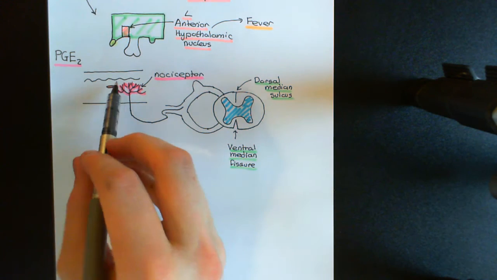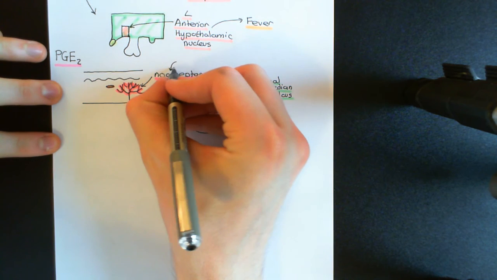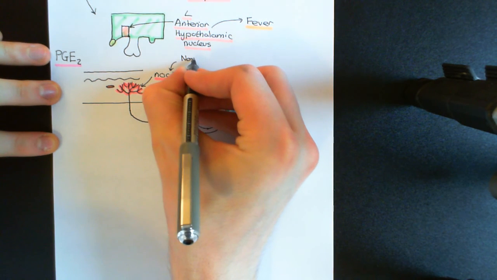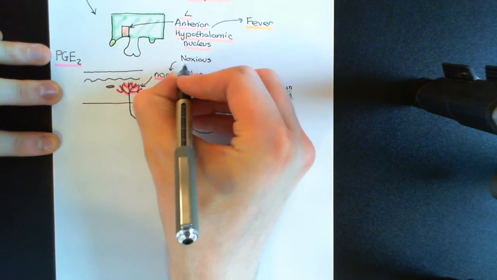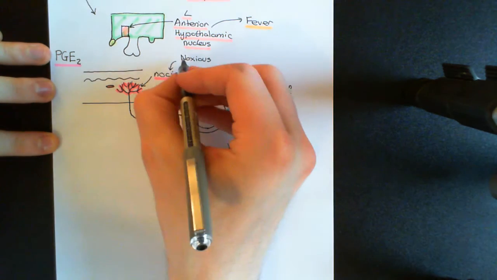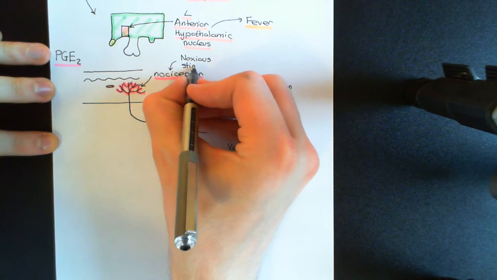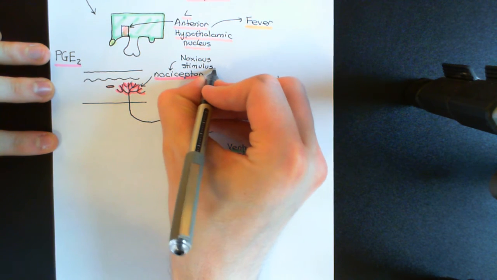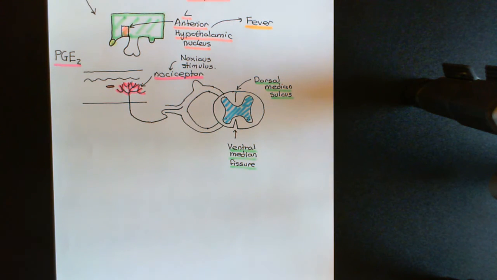Okay, and all sorts of noxious stimuli. A noxious stimulus is a stimulus capable of causing pain. And prostaglandin E2 is indeed a noxious stimulus. But you can come up with loads of other examples of noxious stimuli. For instance, far too high temperatures would be a noxious stimulus. Far too low temperatures would be a noxious stimulus. Acidic pHs would be a noxious stimulus. Too high pressure applied to the skin would be a noxious stimulus.